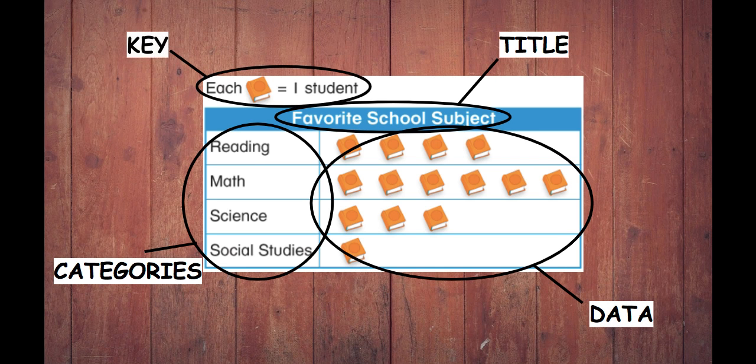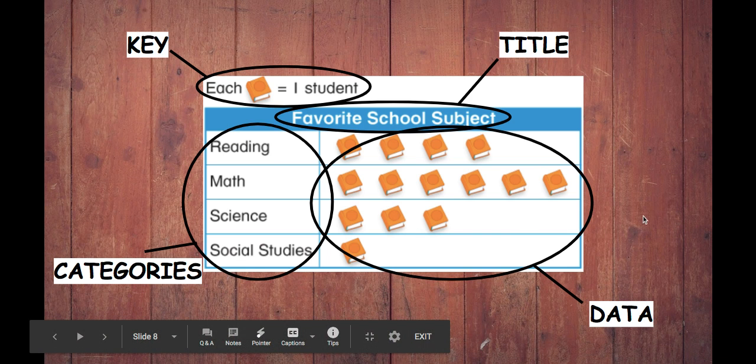And then the most important thing you've always got to look at on a graph is the key, because that's where we see that each book represents one student vote. But in the past on Lone Star Learning, we know we've seen it to where the books can equal maybe 5 students, or maybe it can equal 10 students. So that's why it's most important to look at that key, because it's going to change the information on your data.